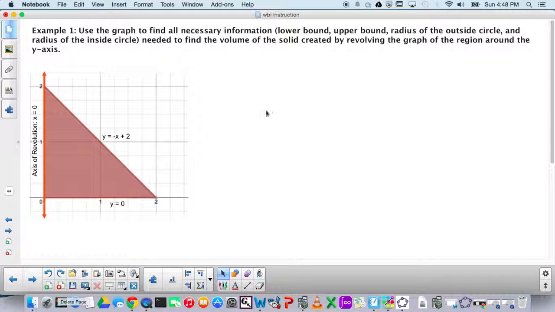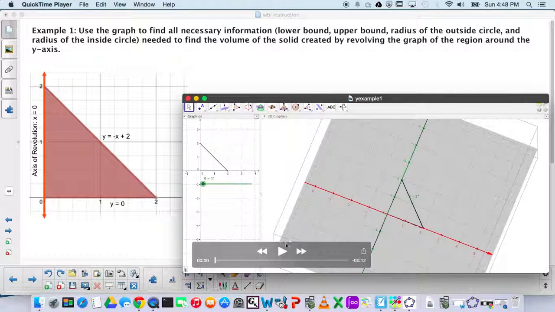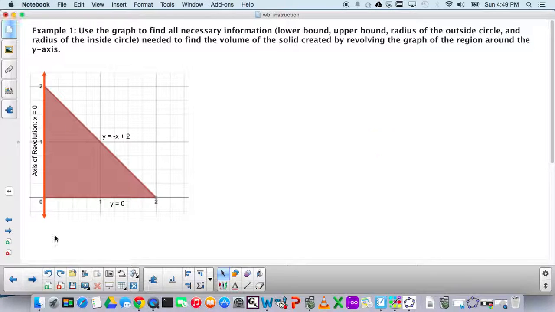We're going to take this region bounded by the graph of y equals negative x plus 2 and y equals 0. And we're going to rotate it around the y-axis, or the line x equals 0. So let's get an idea of what that looks like. So you see, as I start to rotate this around the y-axis, we get this cone shape. So we're going to find the necessary information for that.